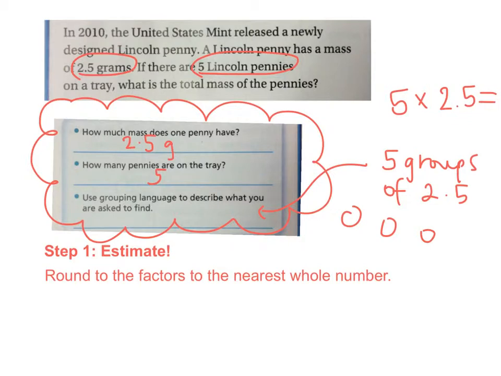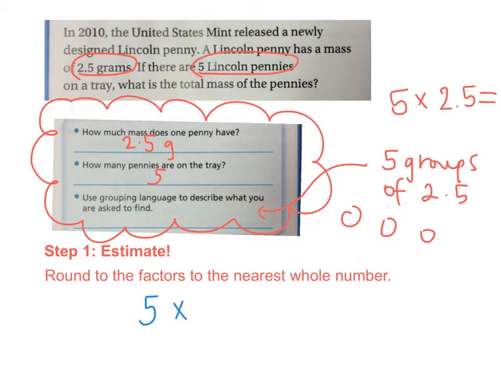I don't know about you, but it's hard for me to round decimals in my head. Remember, when we're estimating, it's all about doing things in our head. So, the best way to round to estimate is to round the factors to the nearest whole number. So, 5 is one of the factors. Is that already a whole number? Okay. 2.5, is that a whole number? Let's round that to the nearest whole number.